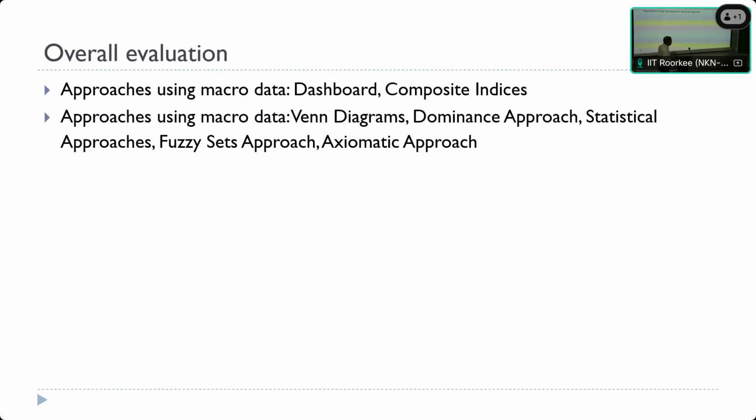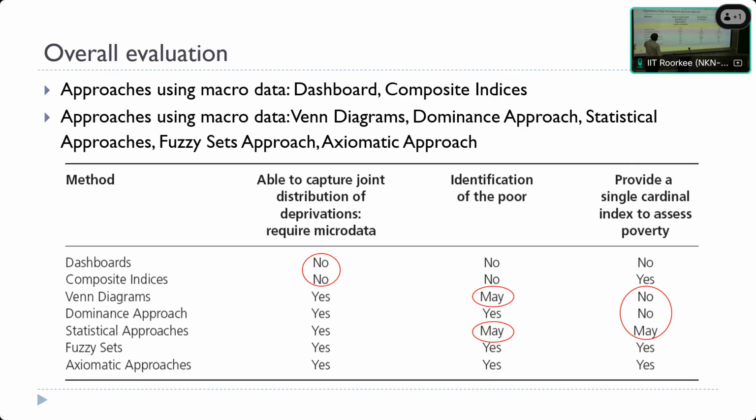Okay. So overall evaluation: approaches that use macro data, they are dashboard approaches or composite indices. If you see them in your paper, now you know that they are not sensitive to joint distribution. They don't capture joint distribution. Then approaches that use macro data, you have Venn diagrams, dominance approach, they don't aggregate. But statistical approaches are more exploratory, looking at the relationship between dimensions. Fuzzy sets approach and axiomatic approach typically aggregate and come up with an index, and they are sensitive to joint distribution. So this is the summary of all of them.